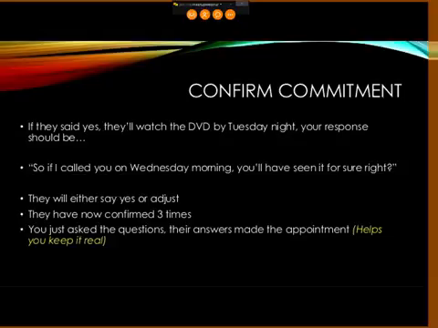So if I call you at that time, would you have seen it for sure, right? So that's three times they committed to that time. Now, like it says at the bottom, once you get three times they have committed, they're probably going to start adjusting it. It might, but they might not. But just ask the questions and answer them, and their answers made the appointment.